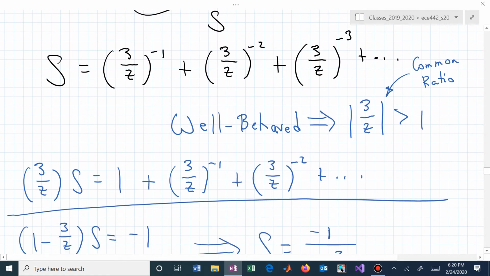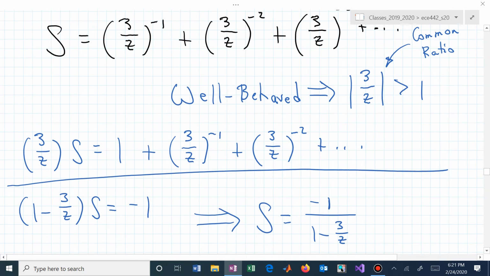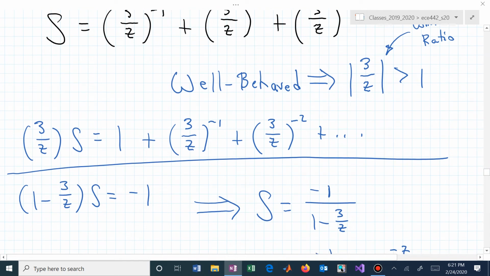Now we compare those two, or we take the bottom expression away from the top. We now have scaling S times 1 minus 3 over z. And when we compare the right sides, we're subtracting the bottom from the top. The top has exactly the same terms as the bottom, except the bottom has one more term, and that one more term is 1, and we're subtracting it away. So we end up with minus 1, or S is now minus 1 over the quantity 1 minus 3 over z.